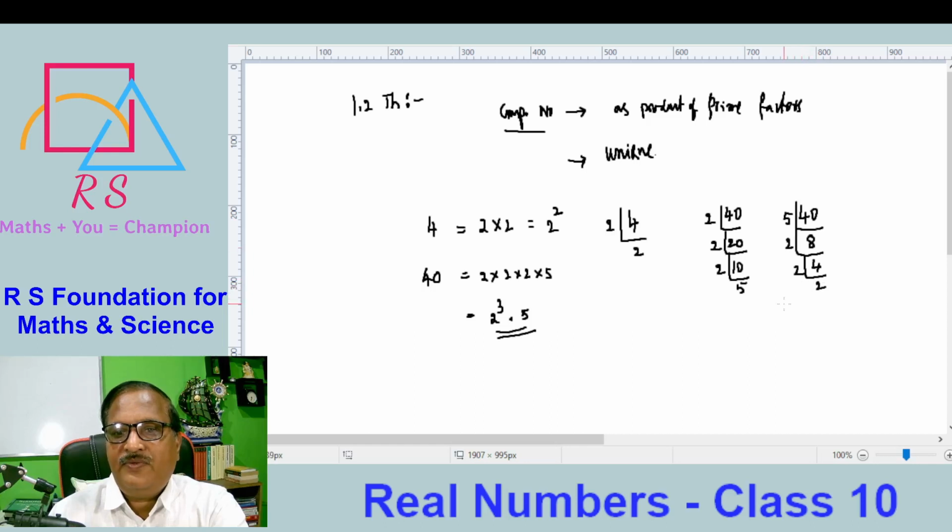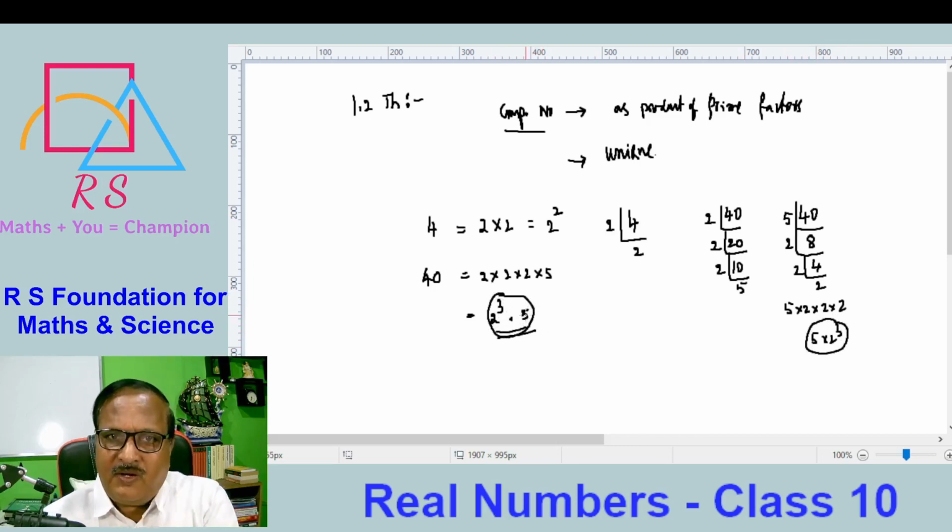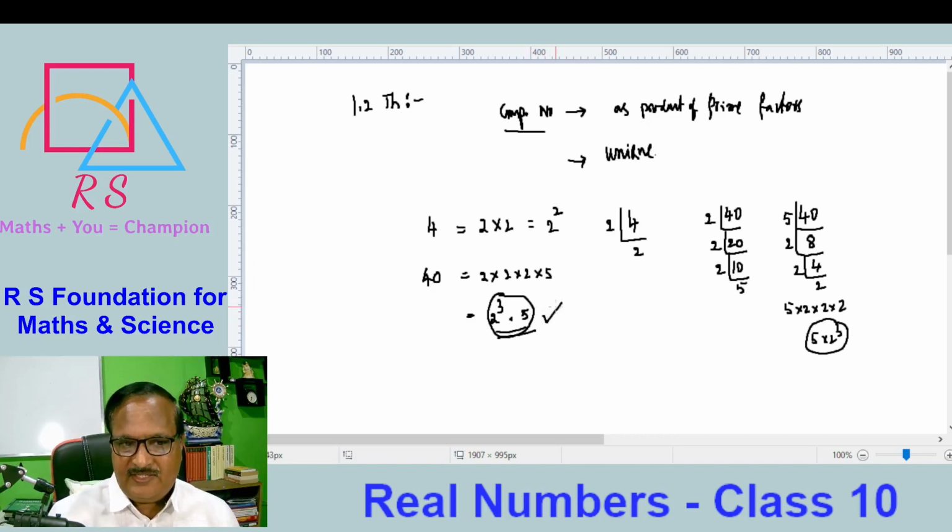So 5 into 5 into 2 into 2 into 2. So it is 5 into 2 to the power of 3, or 2 to the power of 3 into 5. Whatever the order is, it is the unique factorization.